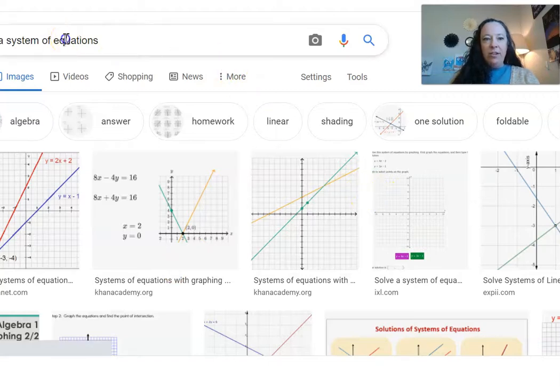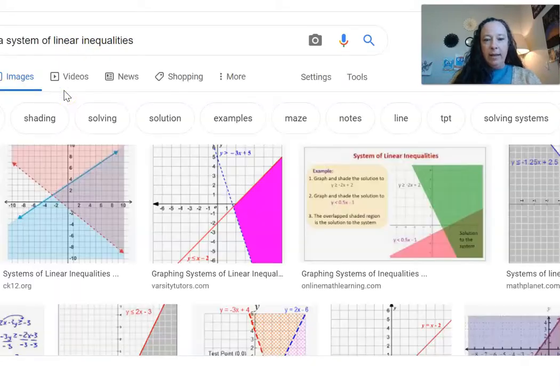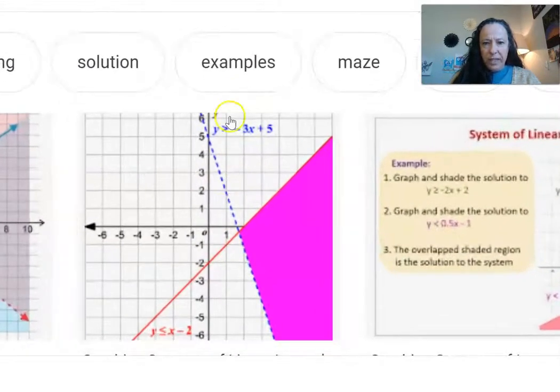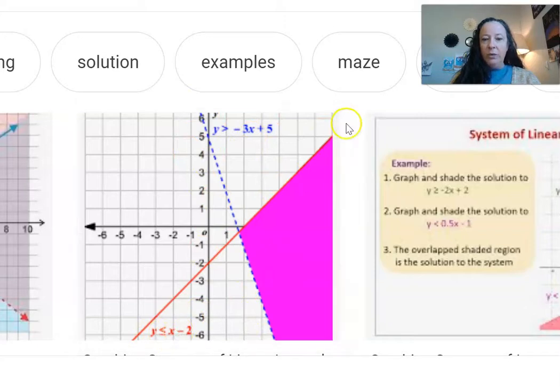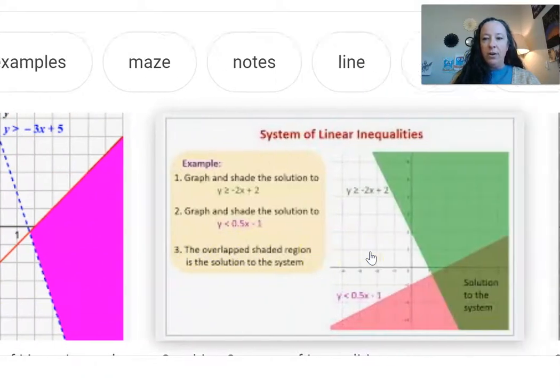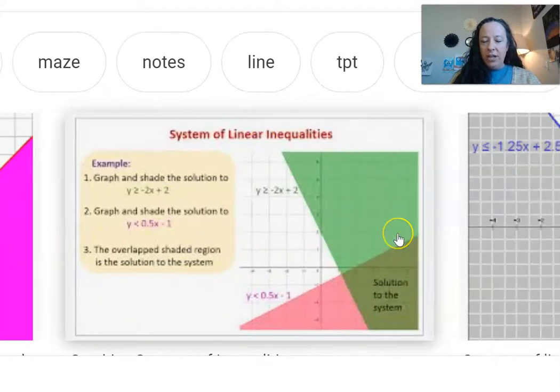Okay, and so if I change this to graphing a system of inequalities, we'll do linear inequalities. So you draw them, like if you're given y is greater than negative 3x plus 5, it'd be a dotted line. You would shade above it. And then y is less than or equal to x minus 2, be a solid line. You'd shade below it, and the common shading is right here. So this is all Math 1 material, but shading, I know these are blurry.